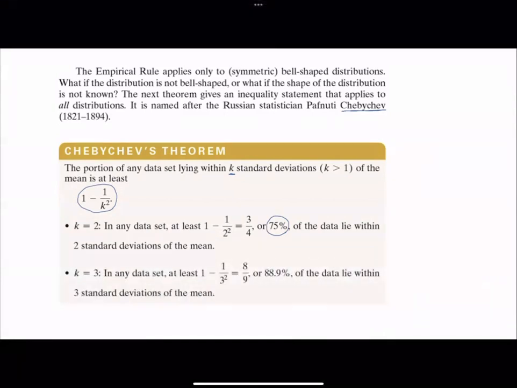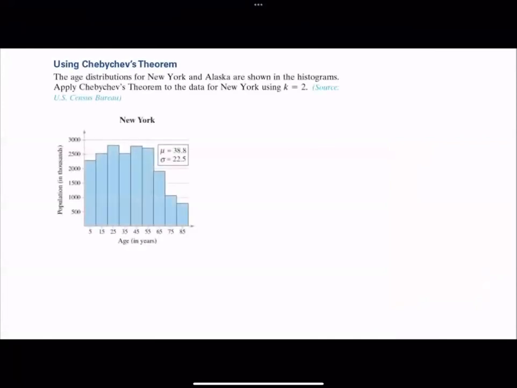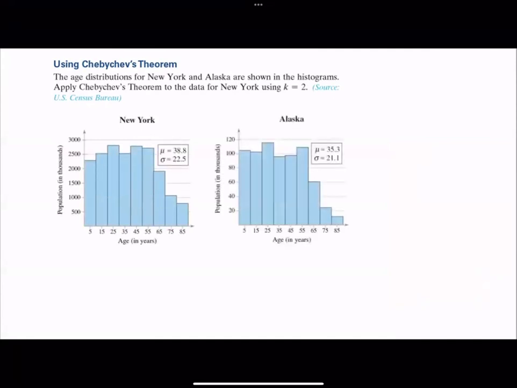When K is 3, in any data set, at least 1 minus 1 over 9, or 8 over 9, or if you do the division, 88.9% of the data lie within 3 standard deviations of the mean. Okay, let's take a look at one example together. The age distributions for New York and Alaska are shown in histograms below. Apply Chebyshev's theorem to the data for New York using K equals 2.